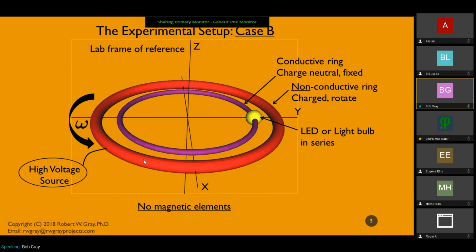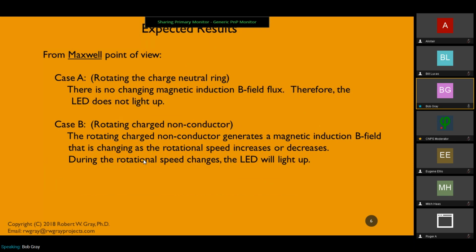Okay, what do you think the results are going to be? I think the results, if you're looking from Maxwell's point of view, case A, rotating the charge neutral ring, there is no magnetic flux through the ring, there's no change of flux, therefore the LED would not light up. I'm thinking of it from the Maxwell point of view.